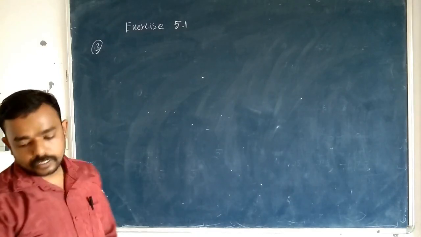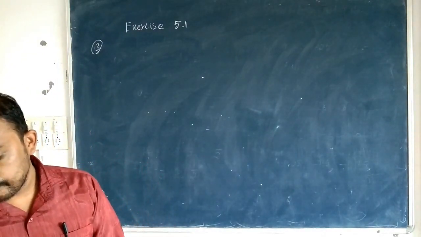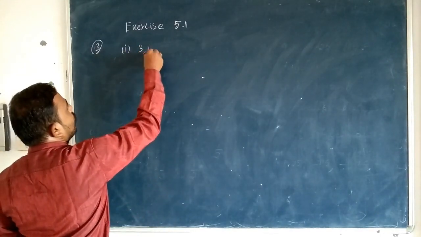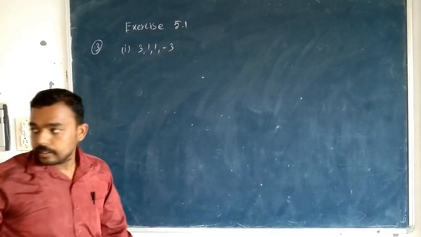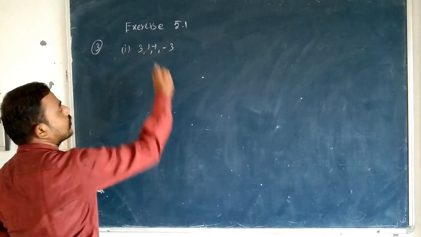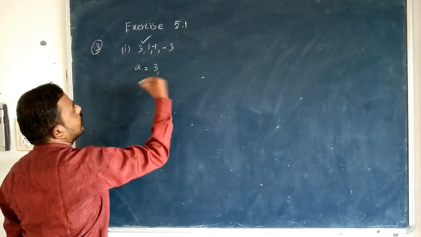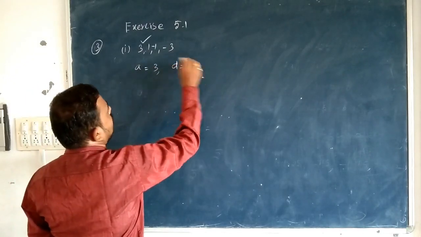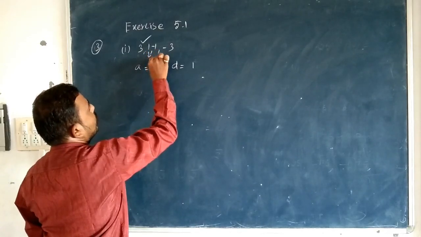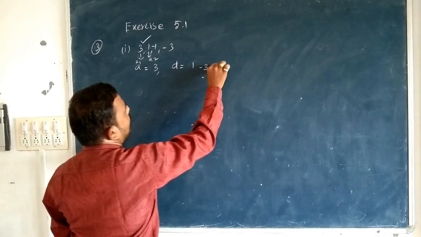Next third problem. For the following AP, write the first term and the common difference. 3, 1, minus 1, minus 3. This is your first term. Therefore, A equal to 3. For D, second term A2 minus A1: this is A1, this is A2. So A2 minus A1, 1 minus 3, so minus 2.